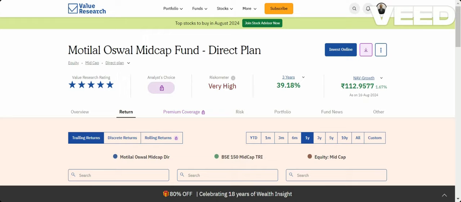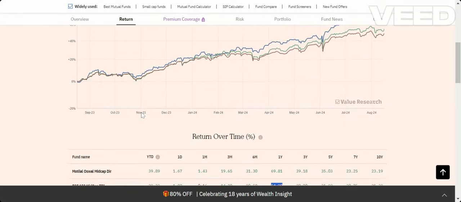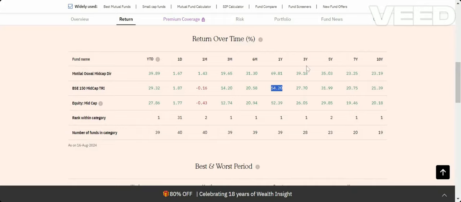So, the fund that we are discussing today is Motilal Oswal Midcap Fund. Let's talk about the return that this fund has generated. In the past 1 year, it has given 69% return. The 3 year CAGR return is approximately 40%, and in 5 years it has given 35% CAGR.